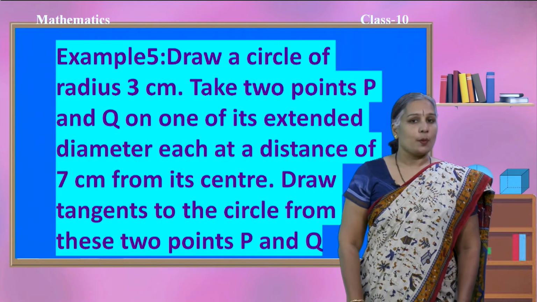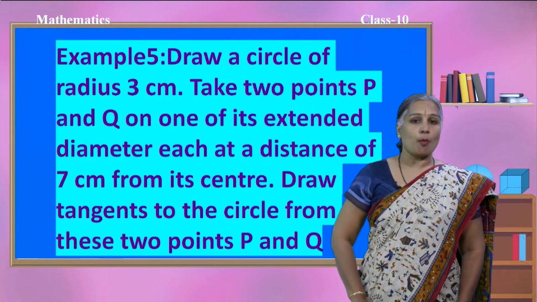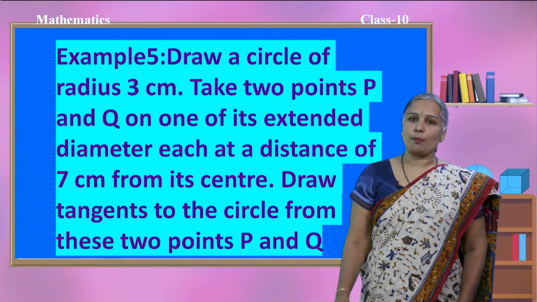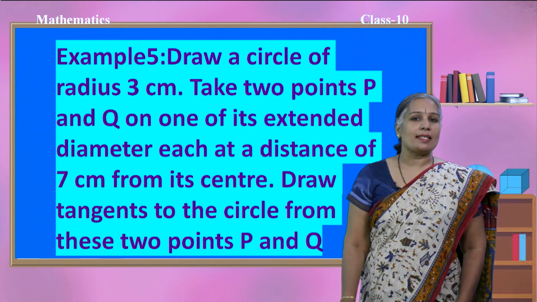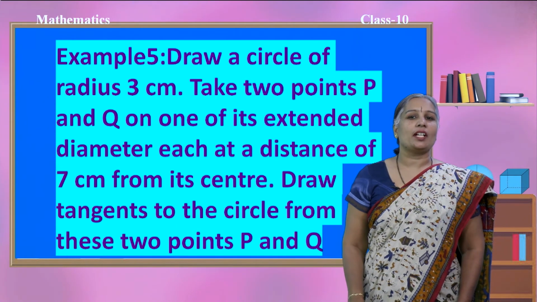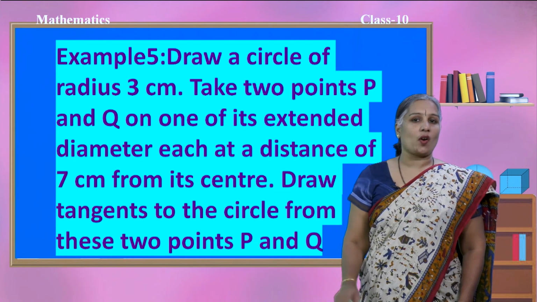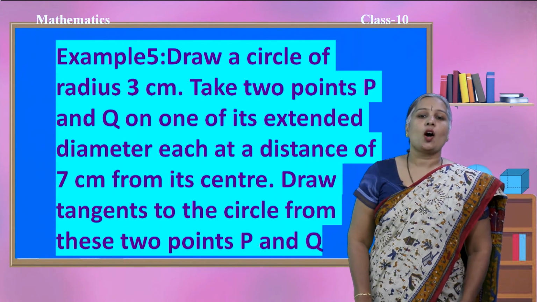We will see one more example. This example is sort of a combination of drawing tangents from an external point to the circle and drawing tangents at the end point of the diameter. It means it is a combination of the diameter, that is the extended part of the diameter, and drawing tangents from an external point to the circle. Let us see how to do this.